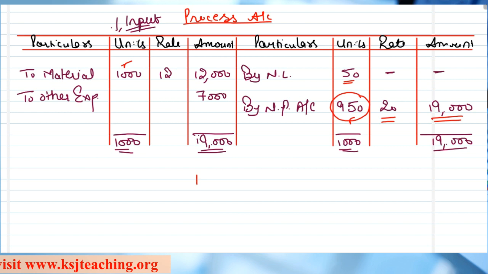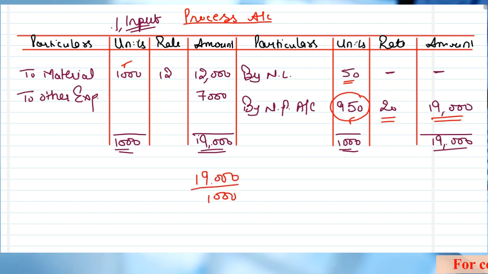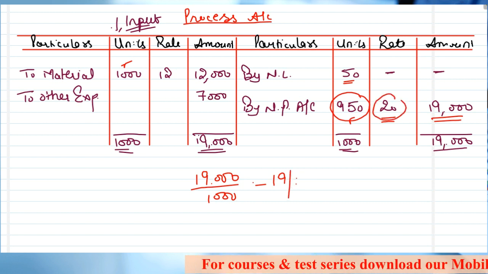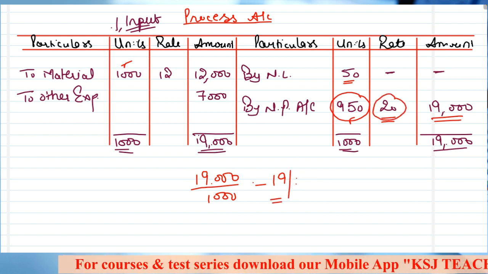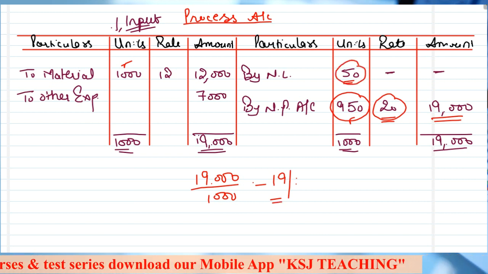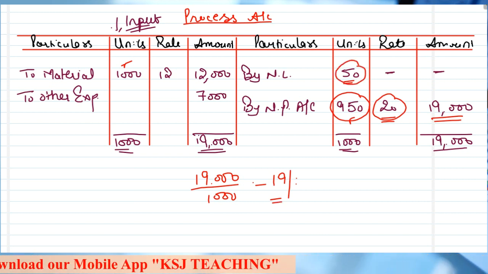Otherwise, what should have been the cost? The cost should have been 19,000 divided by 1,000, that is 19 rupees. But the cost now is 20 rupees. Why is there an increase of 1 rupee? Because of this normal loss of 50 units. Are you getting my point?